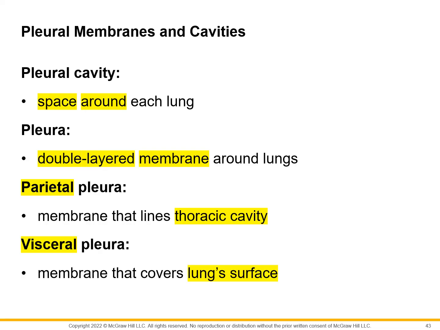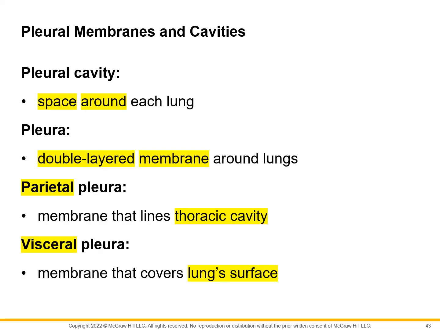Next is the pleura. So the pleura, this is a double-layered membrane that surrounds the lungs. So there are two types of pleura. Okay? So first up is the parietal pleura. So the parietal pleura, this is the membrane that lines the thoracic cavity. Okay? So ito po yung parietal pleura, no? Naka-attach siya dun sa thoracic cavity.